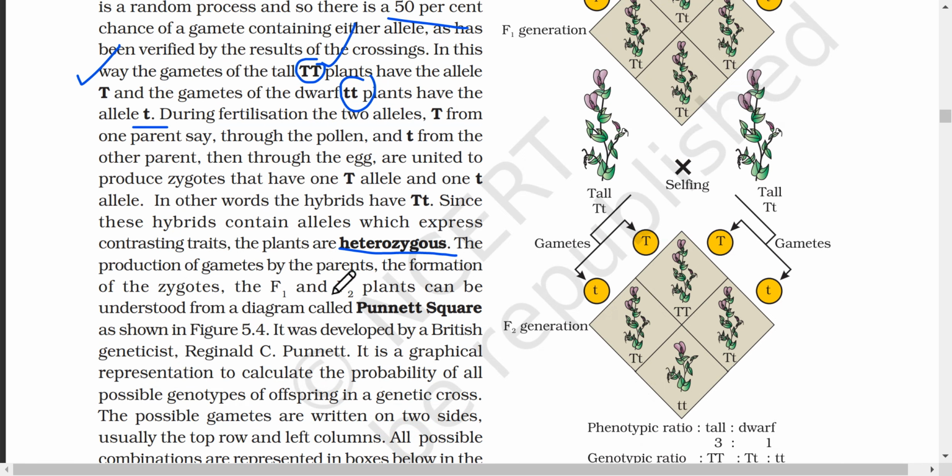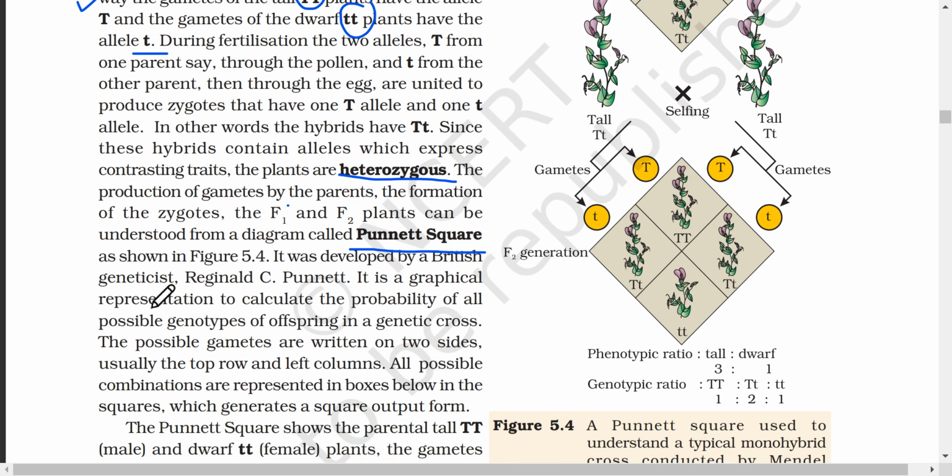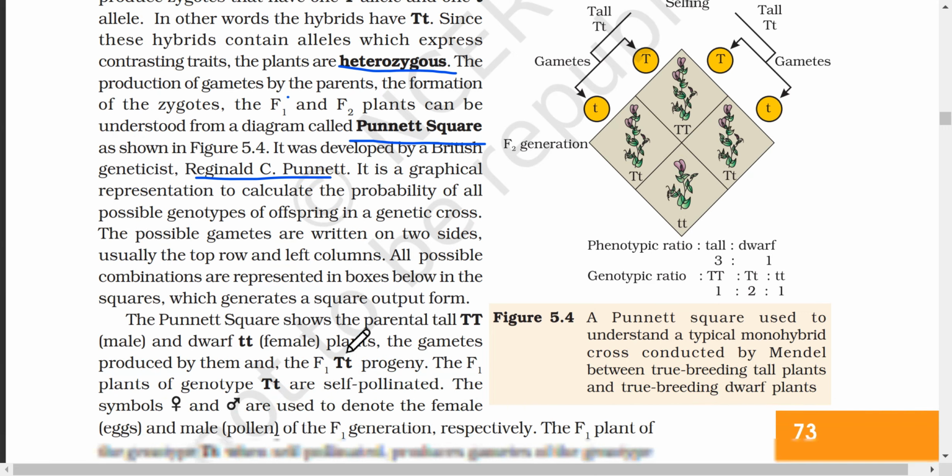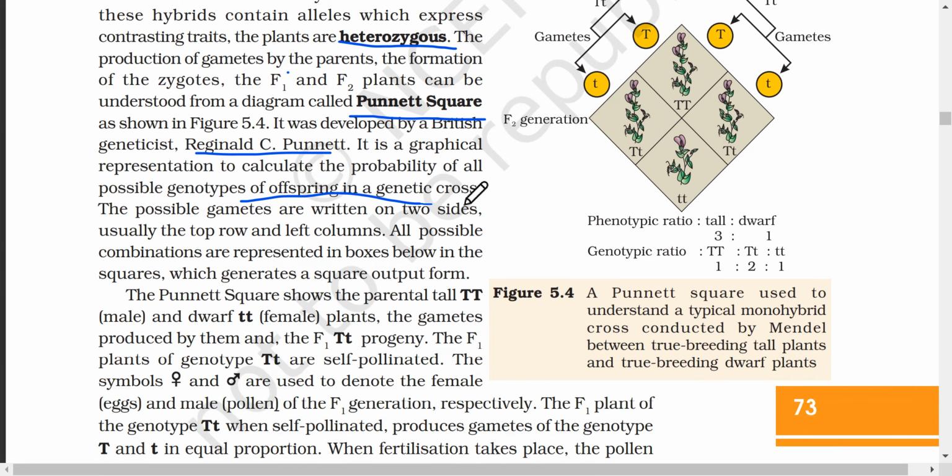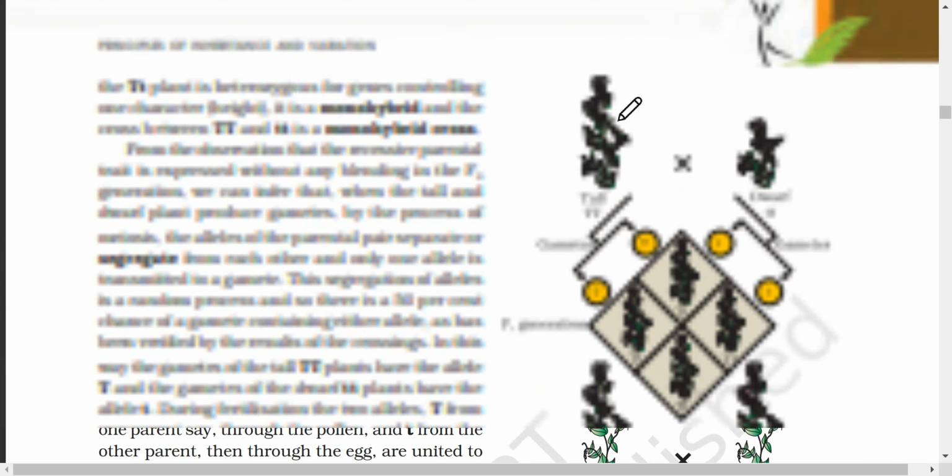Fine. The production of gametes by the parents, the formation of the zygotes, F1 and F2 plants can be understood from a diagram called the Punnett square method. ये है, it was developed by British Reginald C. Punnett. It's a graphical representation to calculate the probability of all possible genotypes of offspring in a genetic cross. तो हम basically Punnett square method use करते हैं सारे genotypes निकालने के लिए, and it's a really really convenient method.